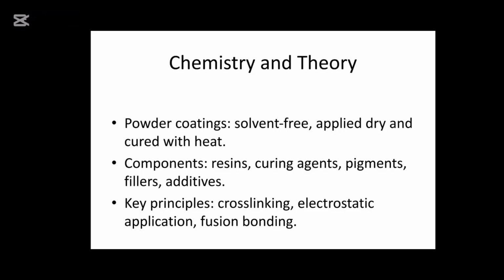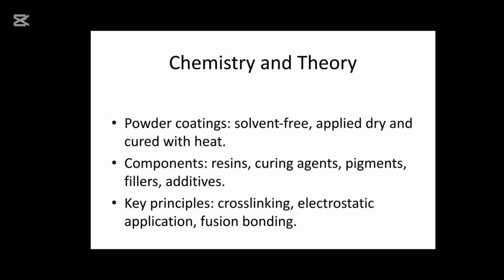Fuel bonding mostly happens in epoxy paints. It refers to a process where the thermosetting powder coating is applied to a preheated metal surface, melting and fusing with it to create a strong, durable and corrosion-resistant layer. This process is called fuel bonding because the powder melts and flows onto the substrate, forming a strong bond as it cools and cures. So these are the key principles of powder coating.